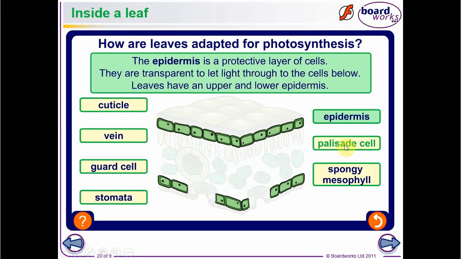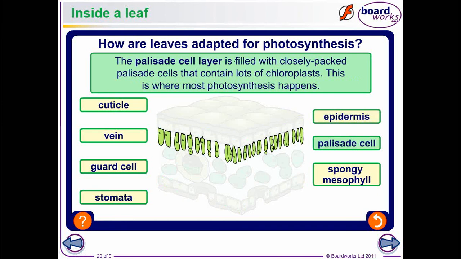So its job is mainly for protection. Under the epidermis, we have the palisade layer, which is made up of palisade cells. They contain a lot of chloroplast to do photosynthesis, and they are also very thin and tightly packed so that you can have a lot of them, and they have a large surface area to trap more sunlight, and they are thin so that the sunlight can enter through them very easily.